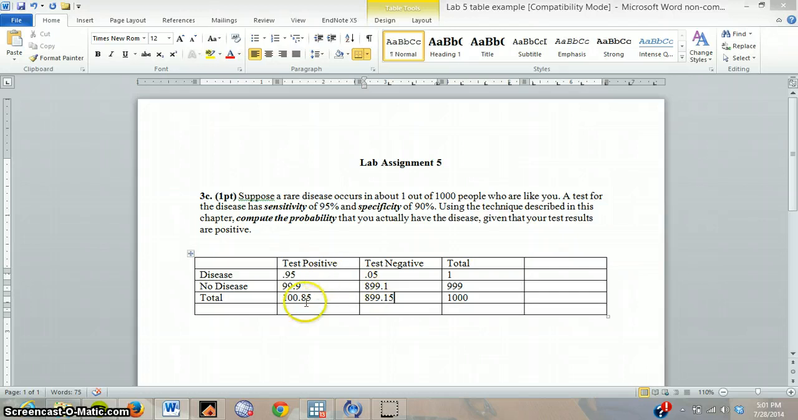Which really takes us down to just this column. So we tested positive. What is the odds that we actually have the disease? And what this is, so we use this column, and what it comes down to is 0.95 divided by 100.85. Because we have the total amount of people that tested positive, so we're in this group. So what are the odds that we're that 0.95 person? And that ends up being 0.0094.